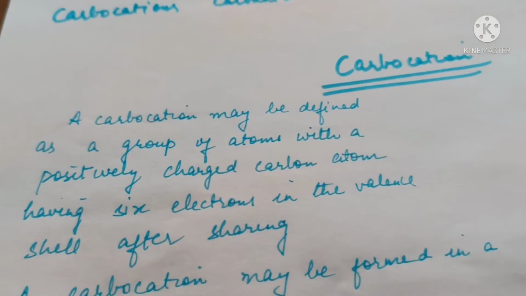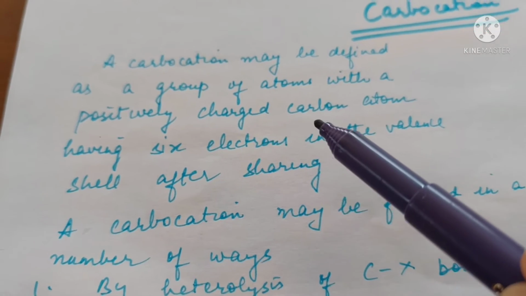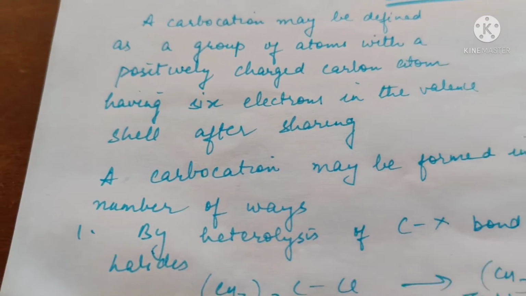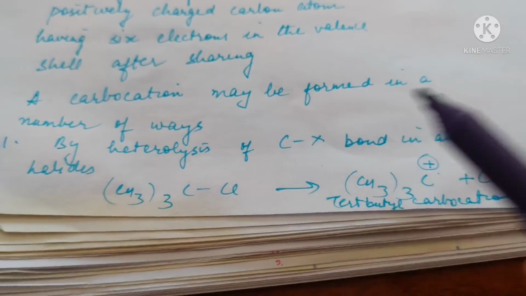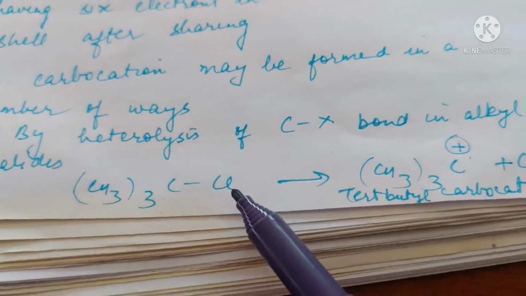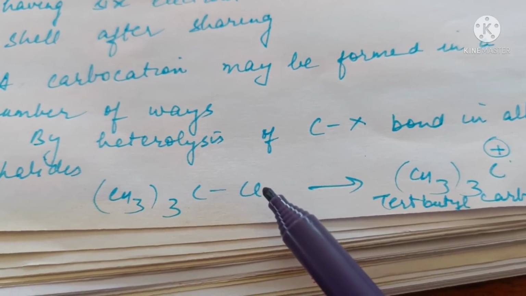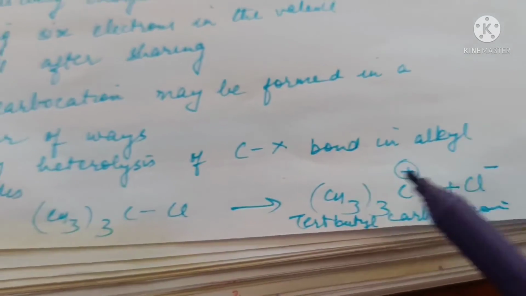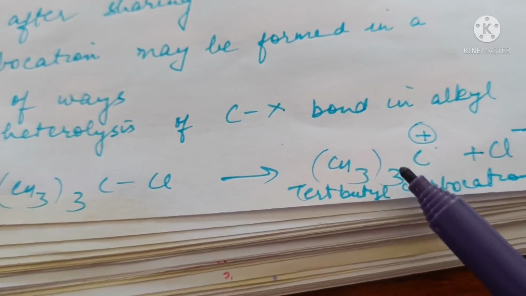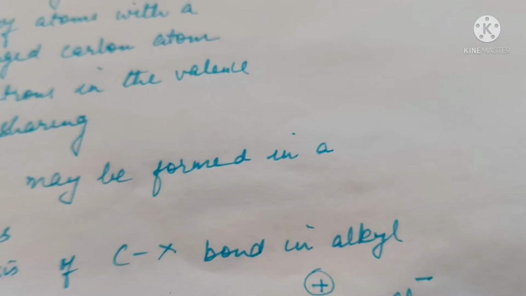The first is carbocation. A carbocation may be defined as a group of atoms with a positively charged carbon atom having 6 electrons in the valence shell after sharing. It may be formed in a number of ways. For example, an alkyl halide undergoes heterolysis. The more electronegative halogen atom will take away the electrons and as a result form a chloride ion, and the remaining species which is deficient in electrons is called a carbocation. So this is heterolysis of the carbon halogen bond in alkyl halide.